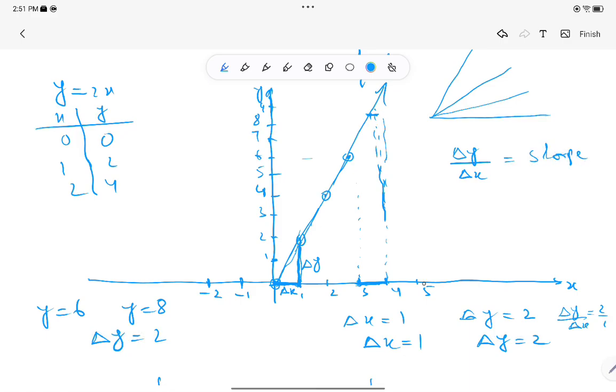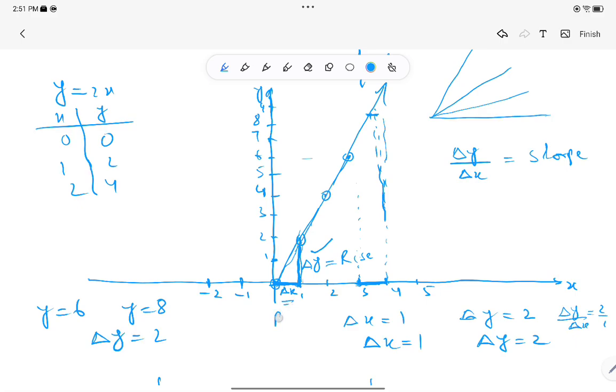Suppose you calculated rate of change from this. How did you calculate it? You divided delta y by delta x. But what is delta y? That's rise. Delta y is the perpendicular rise. What about delta x? It is run.